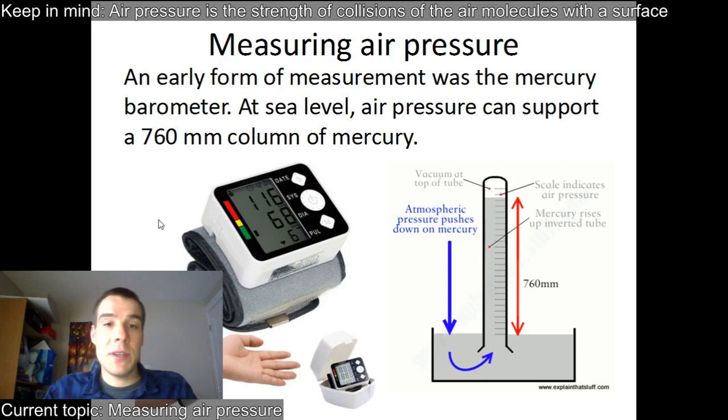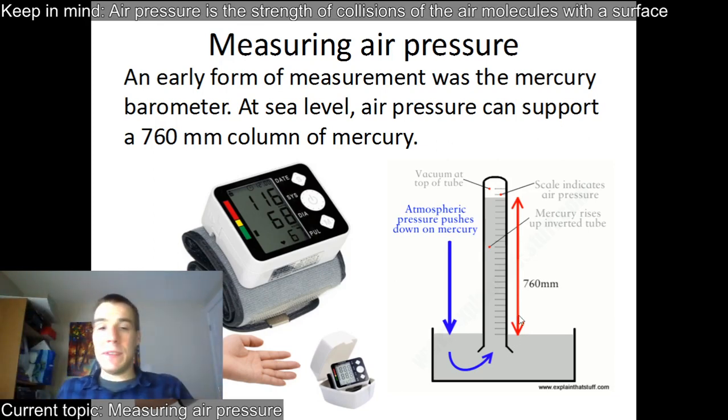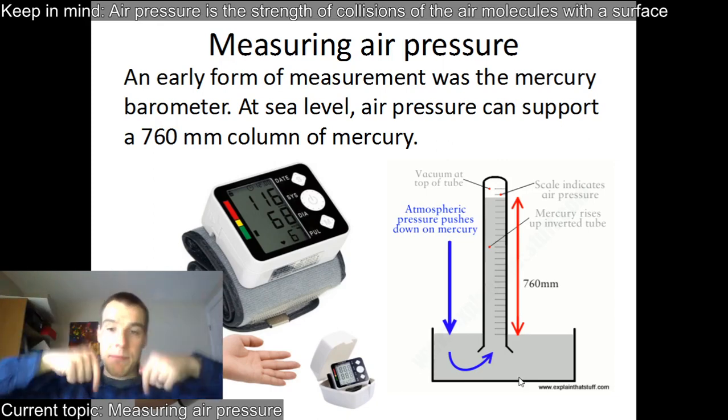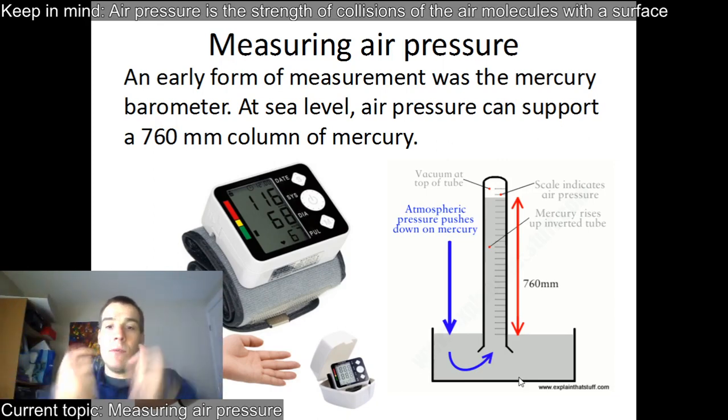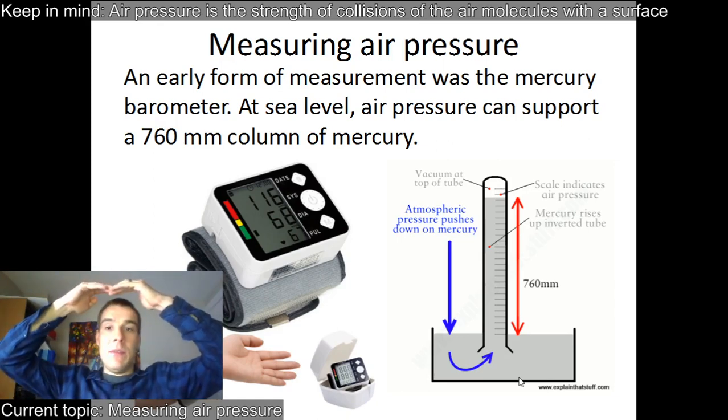Now measuring air pressure is interesting. One of the earliest ways to measure it was the mercury barometer. Basically, remember the air is constantly colliding with surfaces, and so what they worked out is they could take a tube, fill it with mercury, and invert it into a pool of mercury, and the pressure of the air pushing down would push the tube of mercury up to a certain level, which was the air pressure. Right? The air pressure was pushing it down.